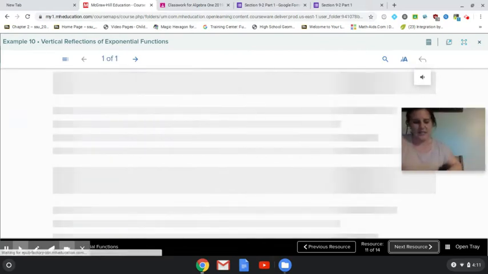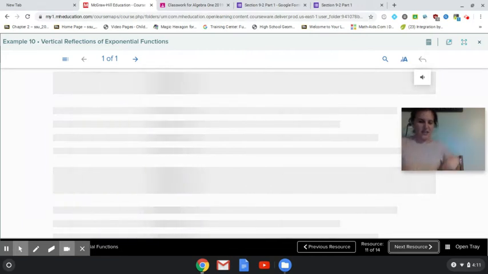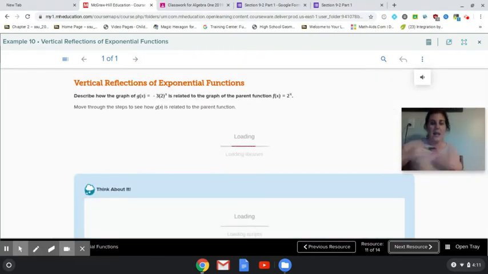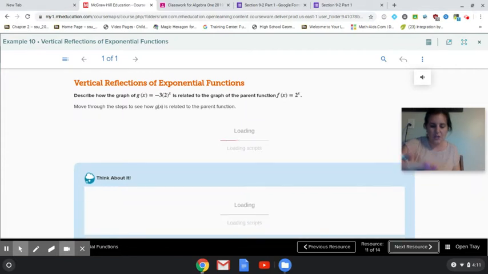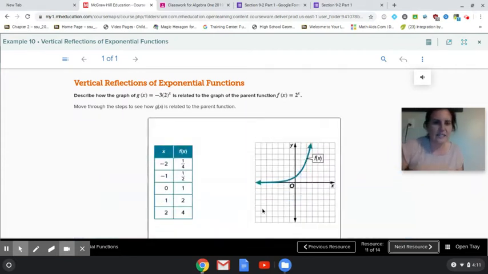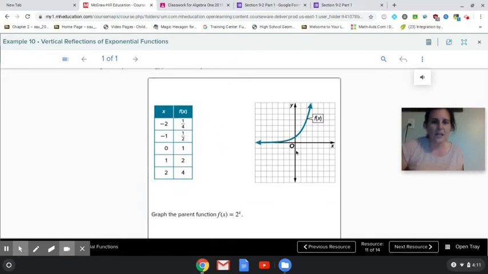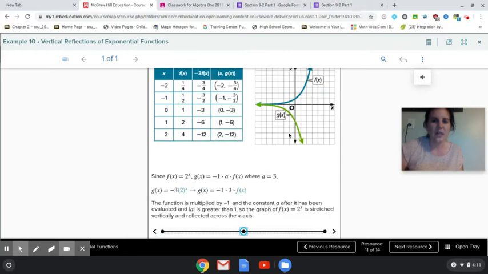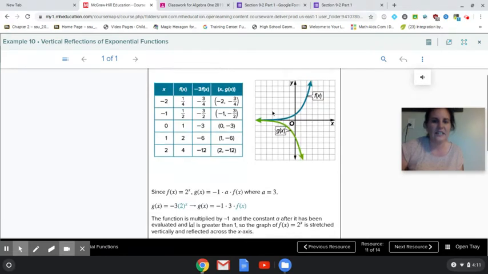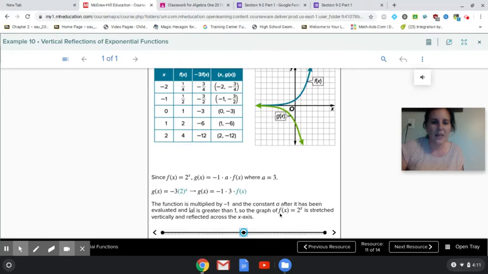Example 10 says vertical reflections. Reflections are fun. If I multiply something by -1, that's going to flip it over the x-axis. So if we look at -3 times 2 raised to the x and how it's related to the parent function of 2 raised to the x, then we can quickly see that it has been just flipped across the x-axis, and then the fact that it's being multiplied by a 3 is stretching it vertically. So we stretch it vertically and we flip it across the x-axis.